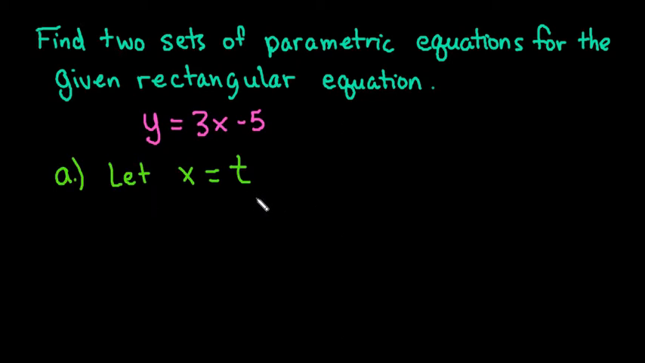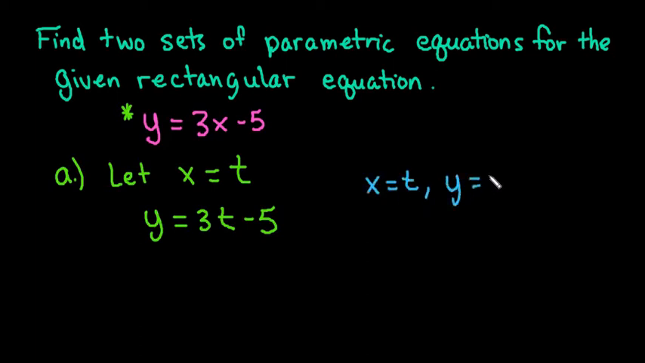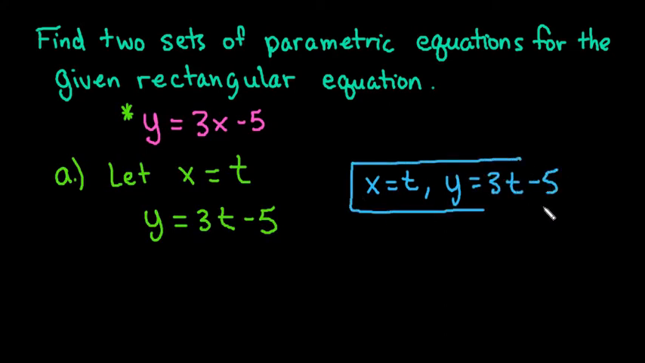And then what I want to do is replace x in the given equation with whatever I chose x to equal in terms of t. So we would say that y equals 3 times t minus 5. So my two parametric equations would just be x equals t and y equals 3t minus 5. So this is one acceptable answer.